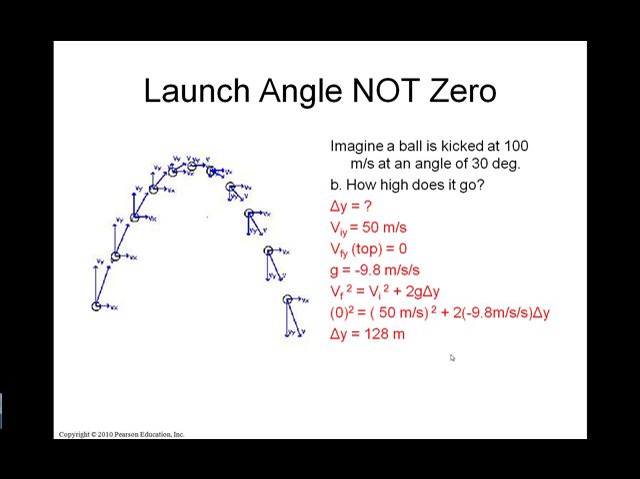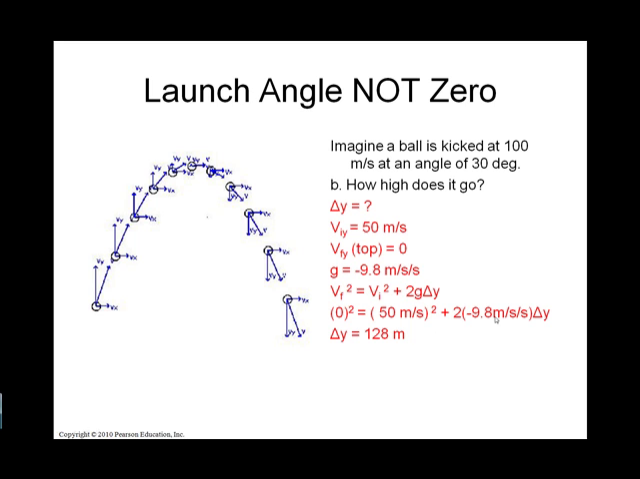How high does it go? So once again, the velocity that determines how high it goes is the upward velocity, the Vy. So delta Y is what we're looking for. It was launched at 50 meters per second upward. At the top, that's where we're going to stop. We don't have to go all the way down. So at the top, it has a speed of 0 in the Y direction. Gravity is always negative 9.8 meters per second squared. The equation that has all those variables is Vf squared equals Vi squared plus 2Gy. And when you do that problem, you should get 128 meters.